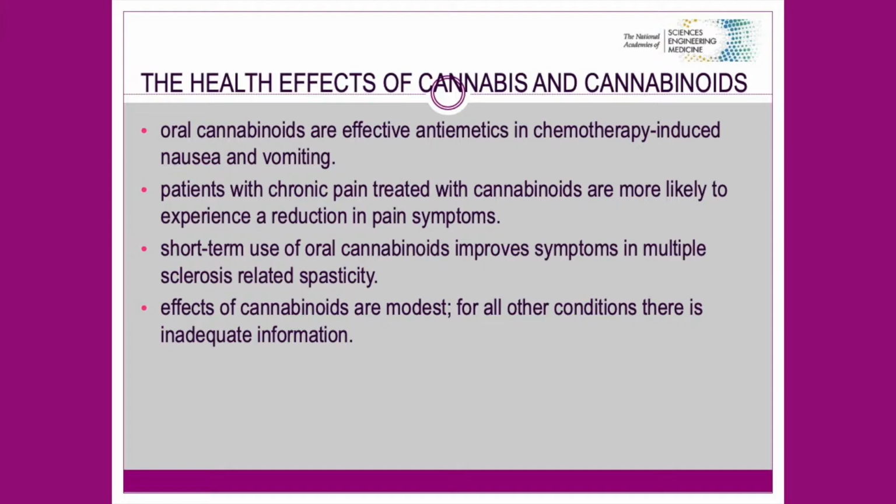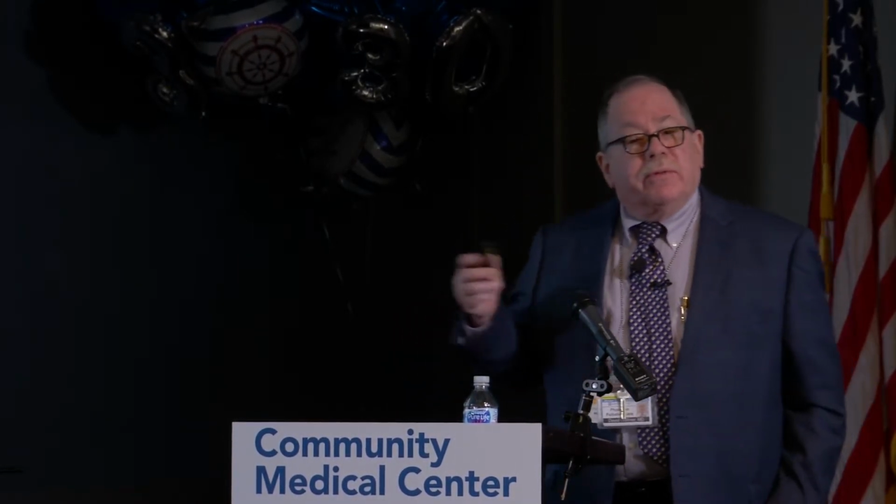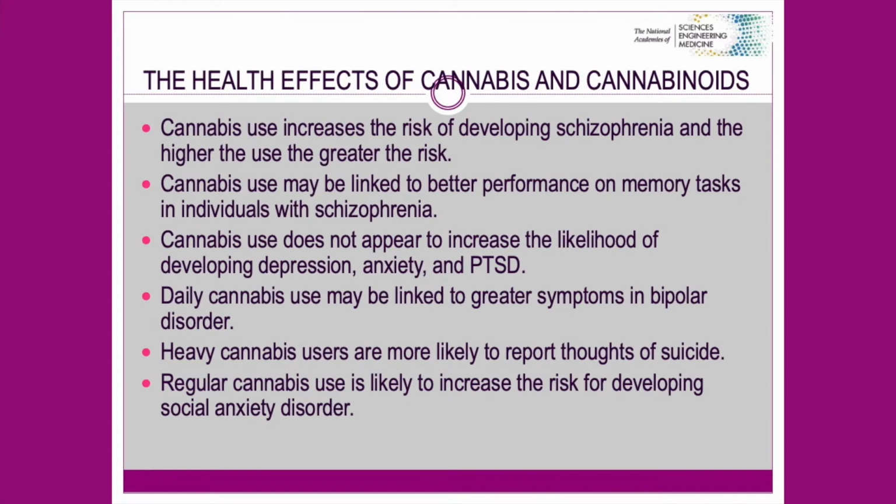It may improve the symptoms of spasticity and multiple sclerosis, but the conclusion is that the evidence for these 3 is relatively moderate. But for all others, there's really no good science, for example, for PTSD and so on. So be aware that there's a lot of talk about marijuana, about all of its pluses and minuses, but be wary that the medical information to support its use is relatively sparse.